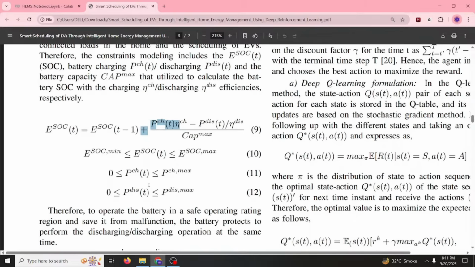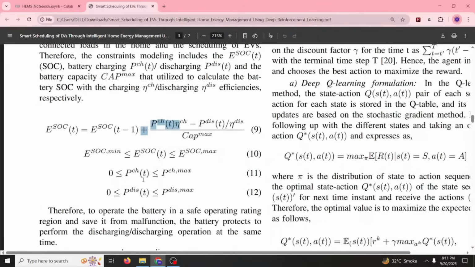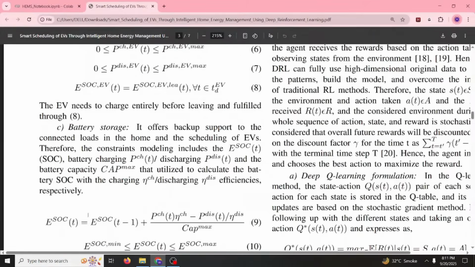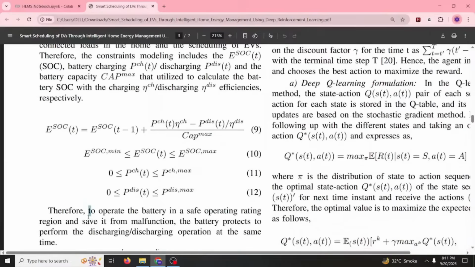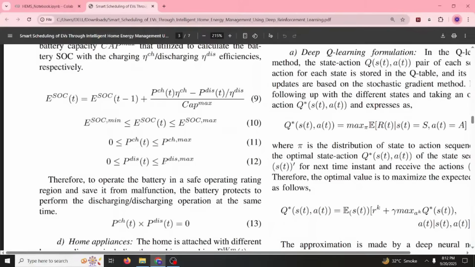So that will be linked to what we have here, that charging and discharging should not be at the same time. So either it can be charged or it can be discharged, but it cannot be charged and discharged at the same time. And further, there is one more condition, that is to operate the battery in the safe operation rating region and to save it from damage. So this is the charging and discharging condition. So we cannot go beyond the minimum and cannot go beyond the maximum.